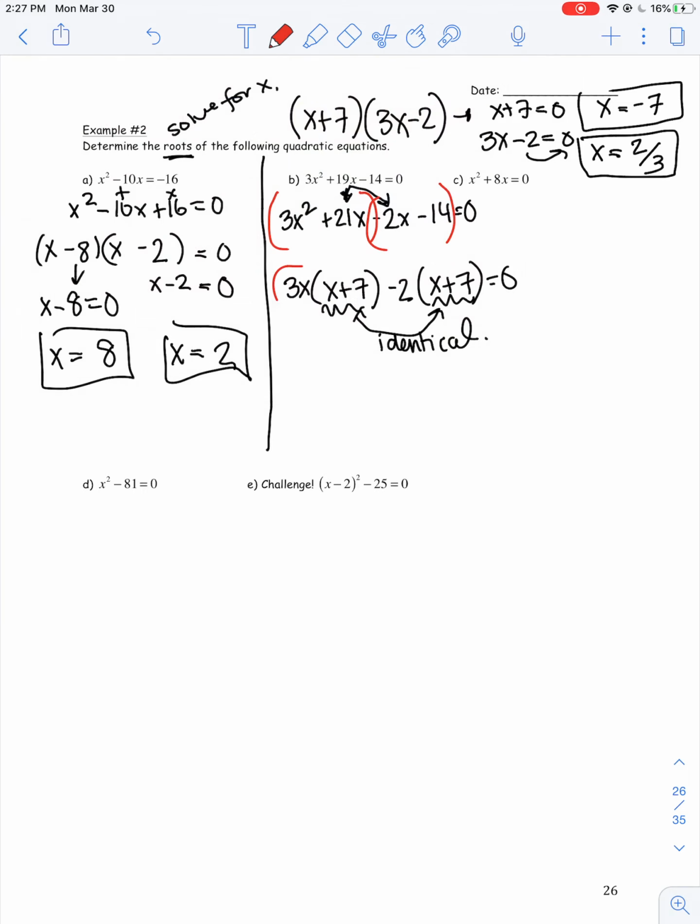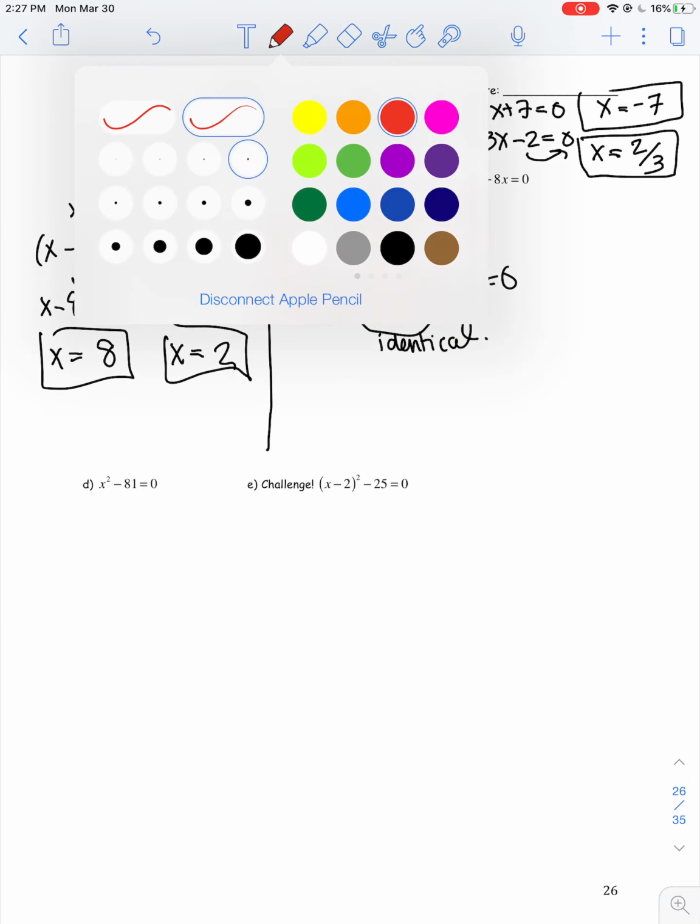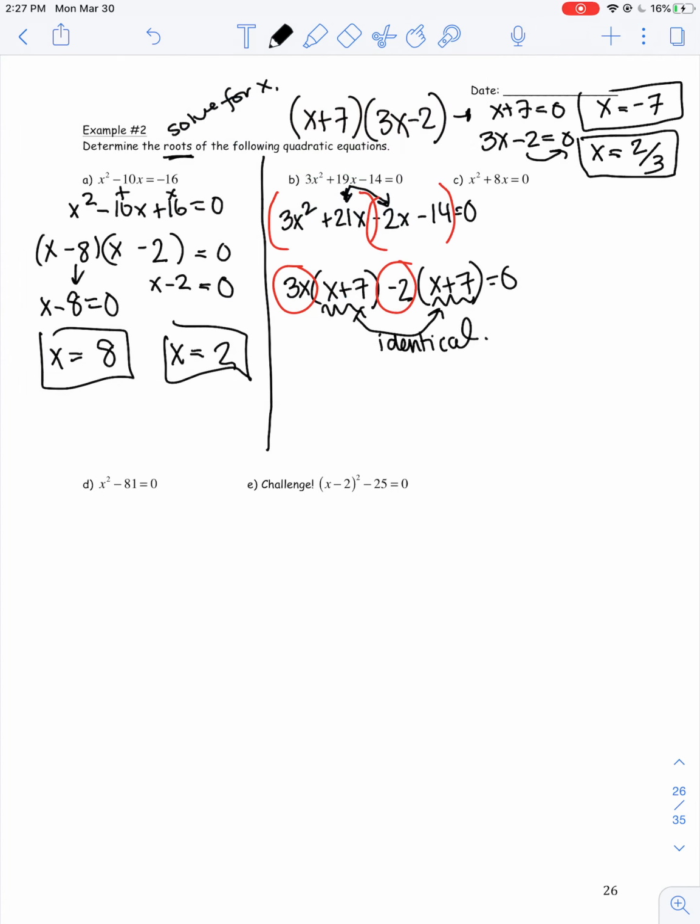They are identical. If they are, then your factors come from the numbers in front. That creates one factor, so 3x minus 2, that's the circled red. And then your double bracket is your other answer. You just simplify it as one single value, and that is matching what we did before. So that's decomposition.